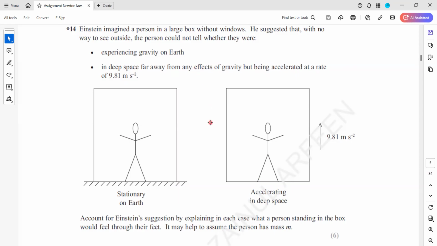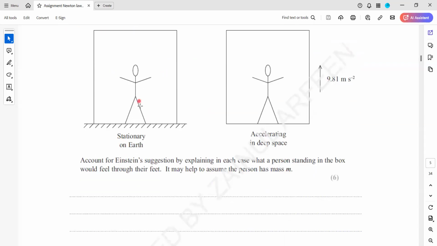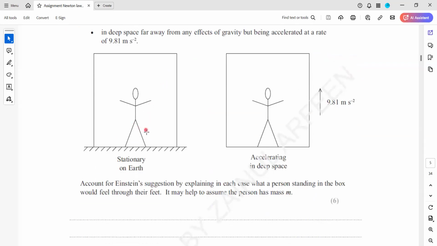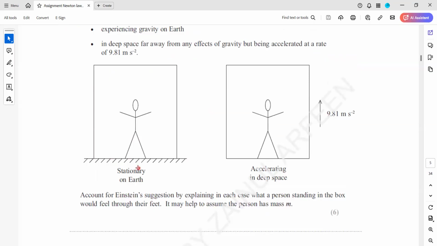So, according to Einstein, if a person is inside a box and is not able to see anything outside, he cannot tell whether he is experiencing gravity, or experiencing a resultant force, or not experiencing any gravity. He cannot tell that. So we have two scenarios: one is stationary on the earth, another is accelerating in deep space.